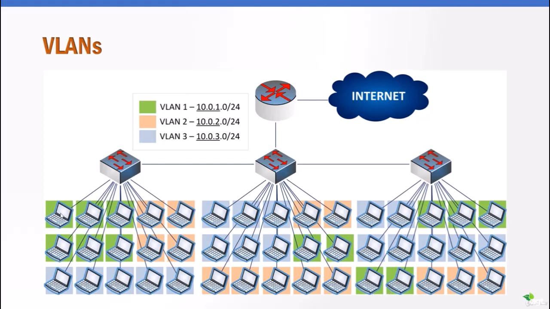So if one of these laptops, let's say this one, sends a broadcast packet, all of the green laptops, or all of the laptops that belong to VLAN 1, are the only laptops that are going to receive that broadcast. So even if all of these other laptops are in the same network or are connected to the same switch, they're not going to get that broadcast because they belong to different networks, at least virtually. So that's what you get when using VLANs.